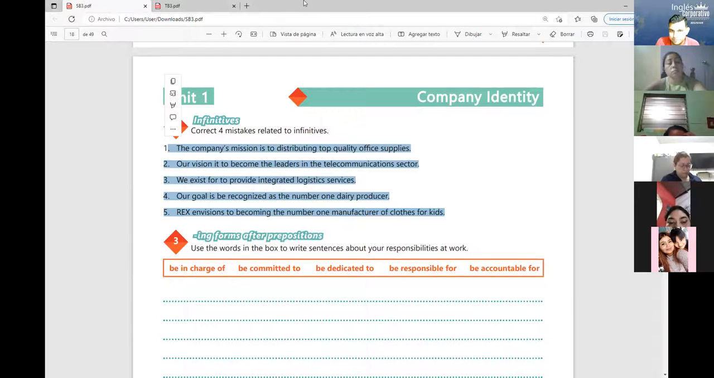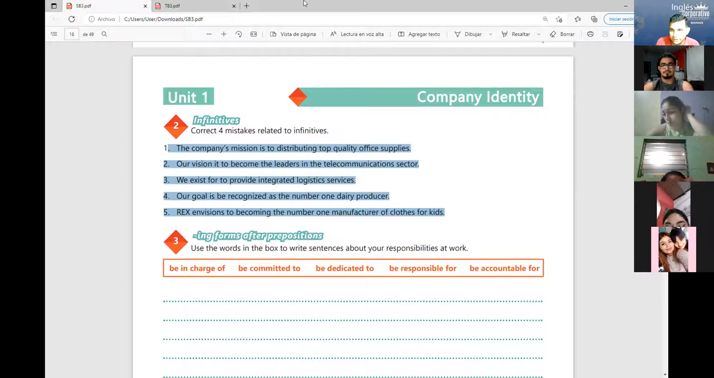¿Lo pueden ver? Yes. Okay, ¿de qué se trata esta actividad? Pues hay 4 errores entre las 5 oraciones y nosotros debemos de encontrar el error y corregirlo. Todo relacionado con infinitives. Ok, vamos a dar 5 minutos para realizar esta actividad. Este es el repaso de la unidad número 1. Ok, here we go.